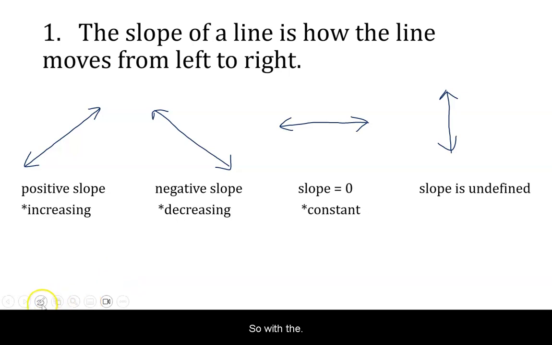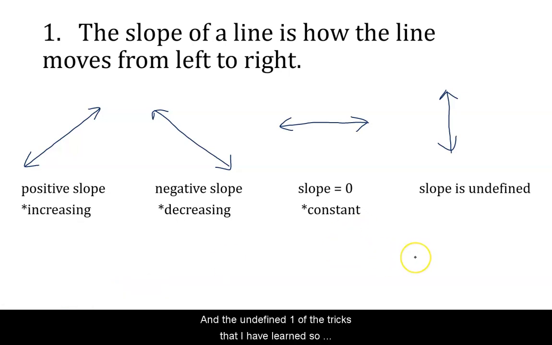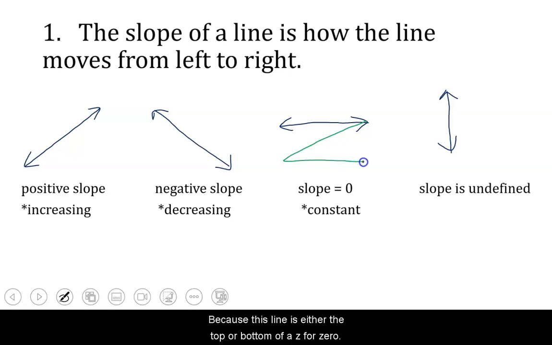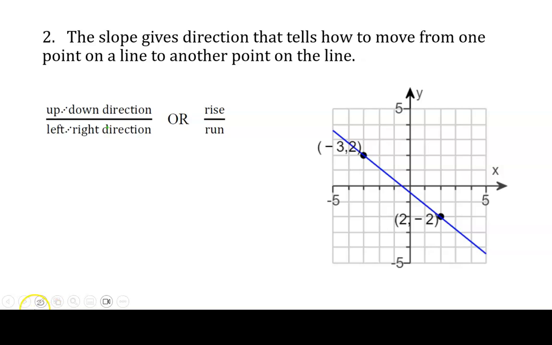With the 0 and the undefined, one of the tricks that I have learned so you can tell: when the slope is 0, the line is either the top or bottom of a Z for 0. And then the undefined, the vertical line, is the side of a U for undefined. So hopefully that can help some people. That's how I remember it when looking at graphs.